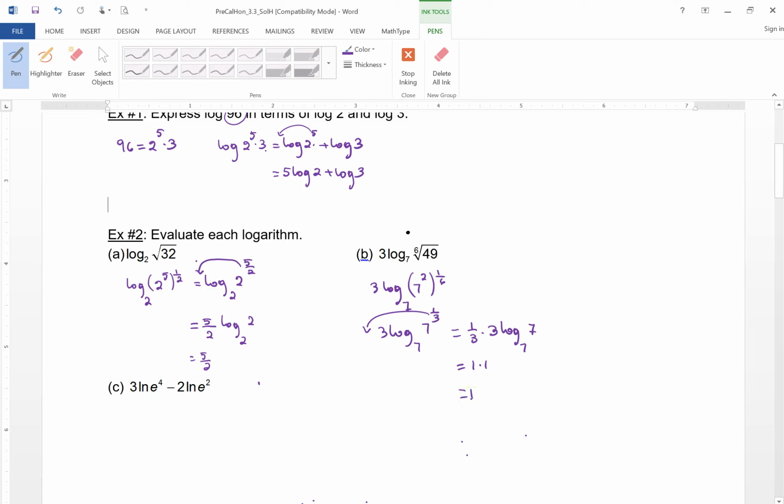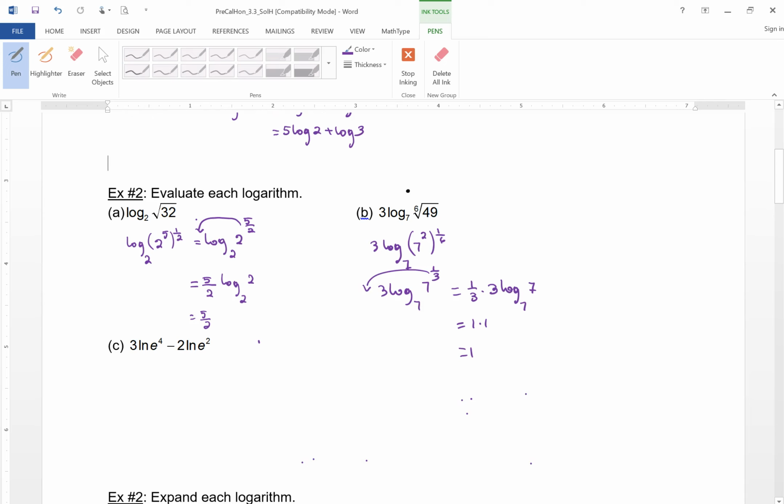Okay? All right, so in the case of the next one, each of the exponents are going to become coefficients. So 4 comes down, and it's 4 times 3 ln of e minus 2 times 2 ln of e. What's ln of e? 1. So it's 12 minus 2 times 2 is 4, and it's 8. Okay?